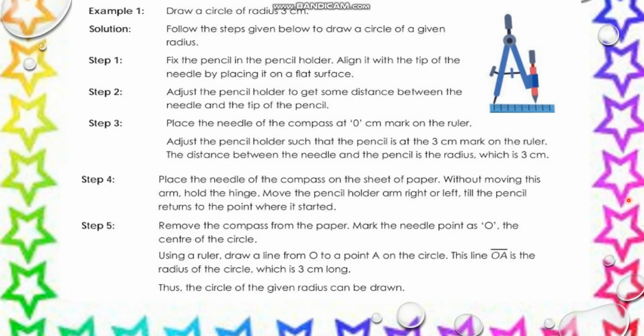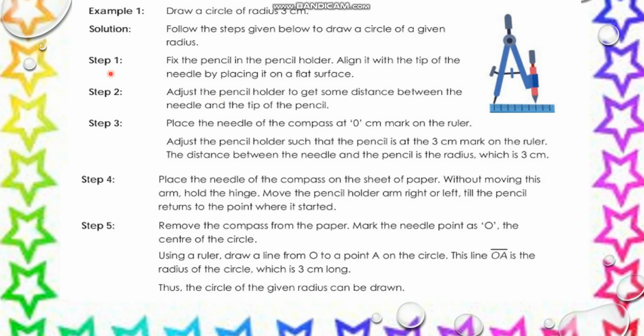Children, now we are going to discuss how we can draw a circle of a given radius. Okay, radius, what is the radius? Radius is the length or distance from the needle of the compass to the pencil tip of the compass. That length is called the radius. So we have to take the radius on the compass like that to draw the circle.